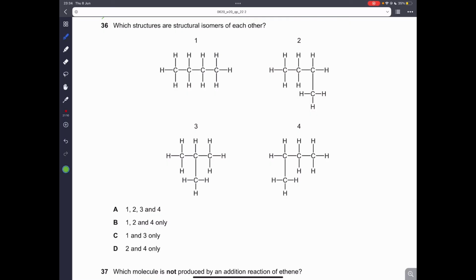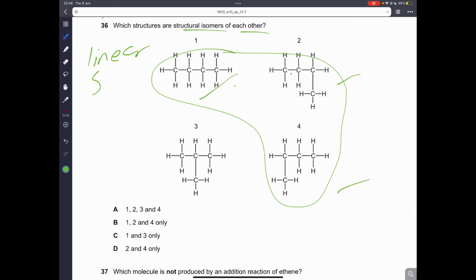36. Which structures are structural isomers of each other? Okay, so when I look at this immediately, I can see that 1, 2, and 4 are basically the same thing. But the difference is that 1 is a linear structure, but 2 and 4 have a branched structure. Although they are the same substance, they are just branched. This means that 1, 2, and 4 are the same, and they are not isomers of each other.